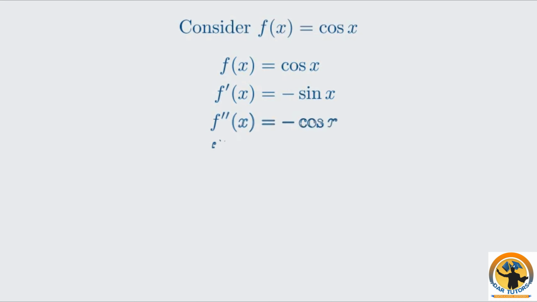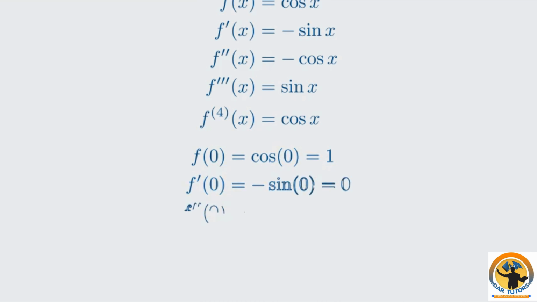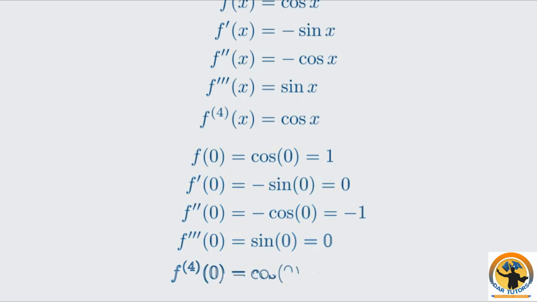Now let's do the same for f of x equals cosine x. The derivatives also follow a cycle: cosine, negative sine, negative cosine, and back to cosine. Evaluating at x equals 0. F of 0 is 1. F prime of 0 is 0. F double prime of 0 is negative 1. F triple prime of 0 is 0. The pattern of coefficients is 1, 0, negative 1, 0, 1, and so on.